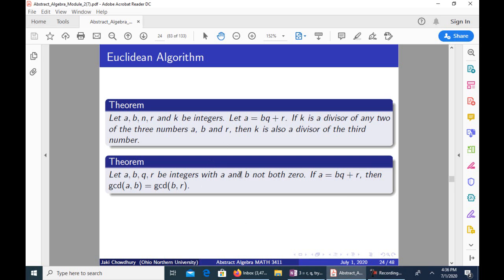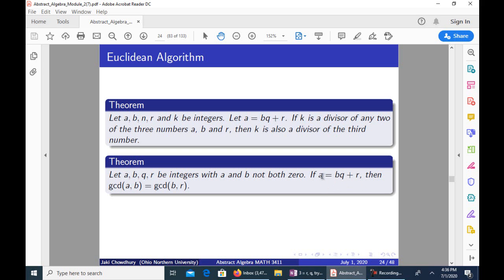Another fact is that if you have the equation a is equal to bq plus r, then the GCD of a and b is the same as the GCD of b and r. Now the implication of this theorem is that if you start with a and b, and let's say b is less than a, you're trying to find the GCD of a and b. Because the GCD of a and b is the same as the GCD of b and r, you have reduced the size of your problem because r is less than b.